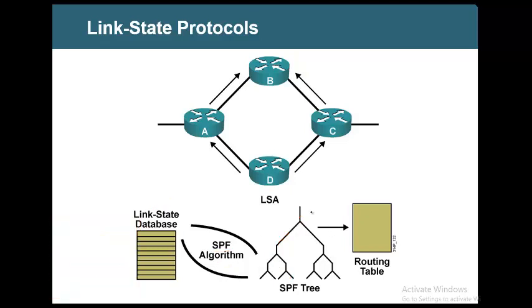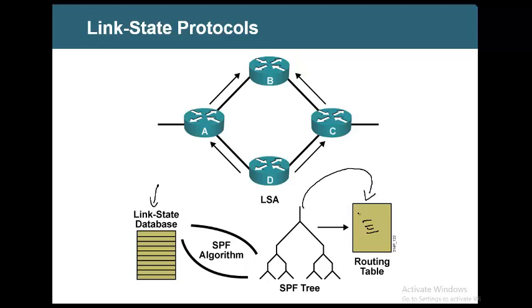So this is the picture of a binary tree algorithm, the SPF algorithm. The SPF algorithm, which is running on each router's link state database, can provide the low cost path for every destination, and that low cost path is going to be installed into the routing table.